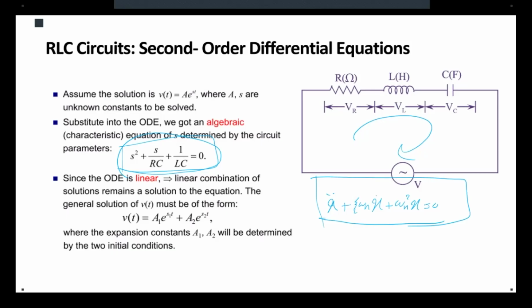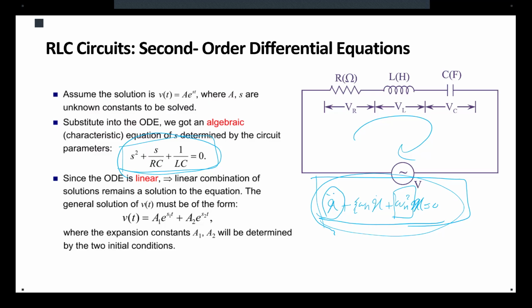If you run a KVL, you are going to see such a function. You have to change it to make it standard by making the coefficient of the x double dot, the second order term, equal to 1. If you want to multiply or divide by any variable, you have to do it for all the terms. Now that you have that, whatever is the coefficient of x, whether it is voltage or current, is going to be the square of the natural frequency.